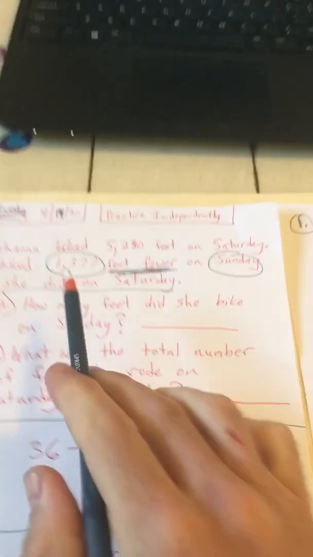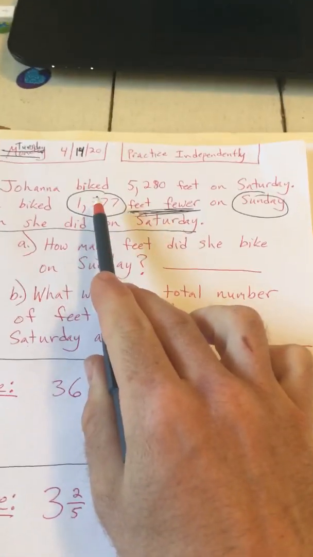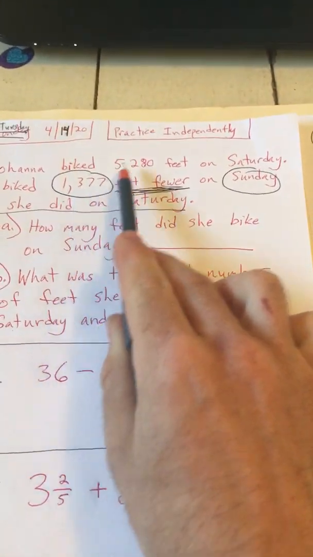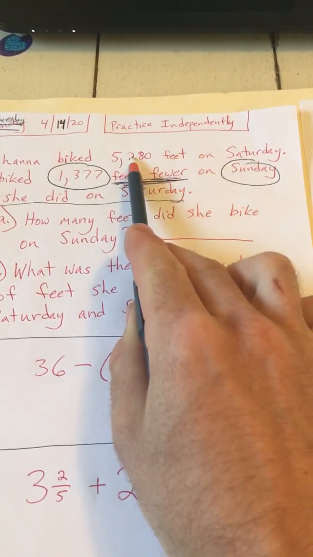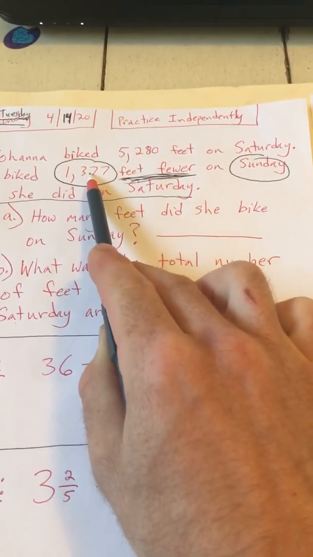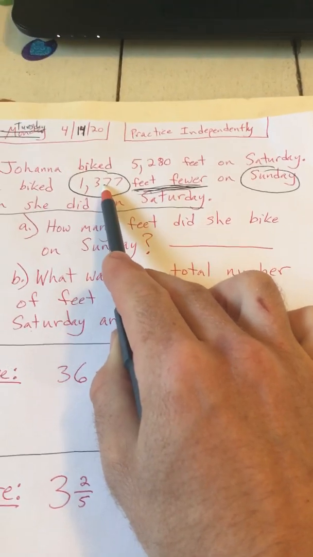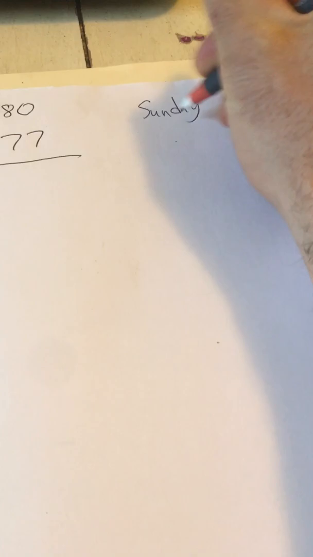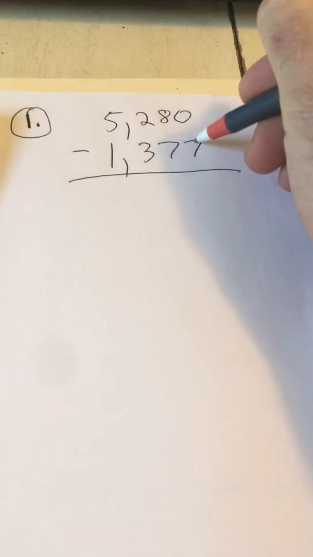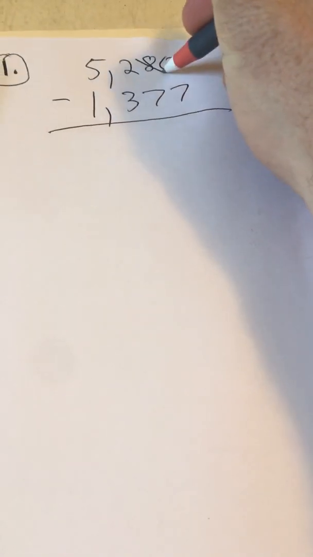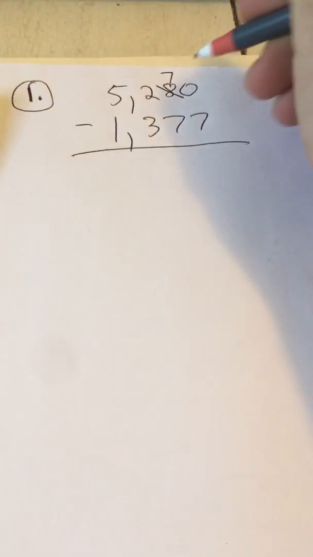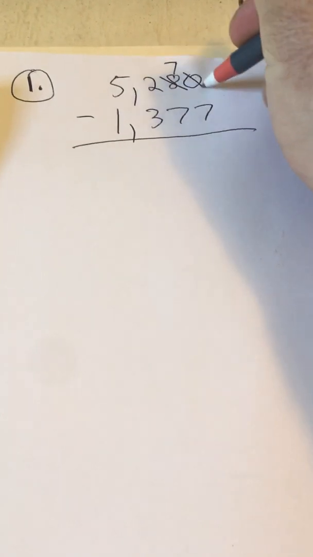So in order to find Sunday, we need to subtract 1,377, because it's saying she biked that much less on Sunday than she did here on Saturday. So we're going to take this number from Saturday and subtract this 1,377, and that's going to tell us how much she did on Sunday. Okay? So you can't do 0 minus 7. So you're going to borrow from the tens place. You're going to trade one of those 10s. So you're going to take one away. And you're going to add 10 here.